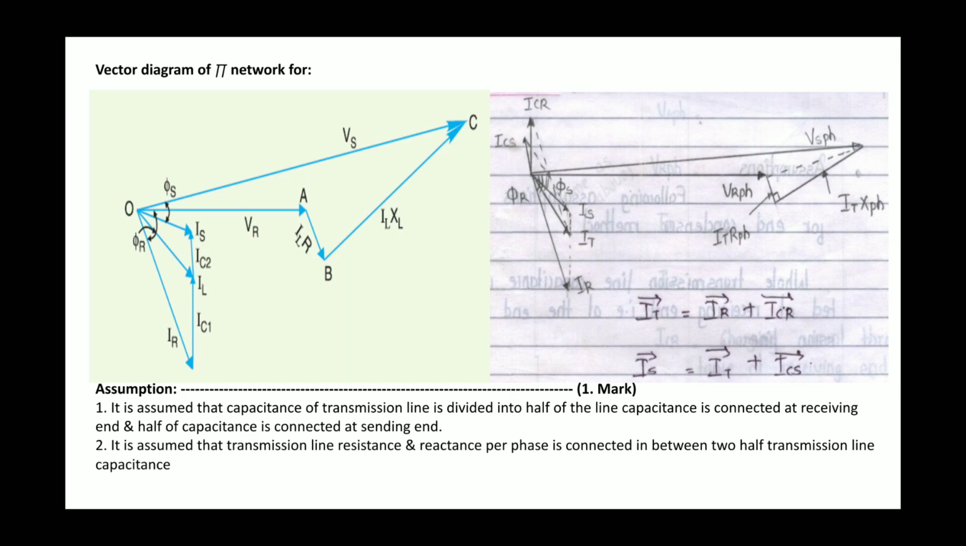Draw the equivalent diagram of the nominal T method and the equivalent diagram of the nominal pi network, for 2 marks. And once again another question asked in the exam, a very important question: draw the vector diagram of the nominal T network and the vector diagram or phasor diagram of the nominal pi network.